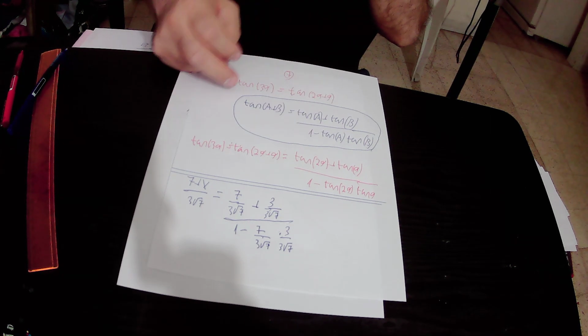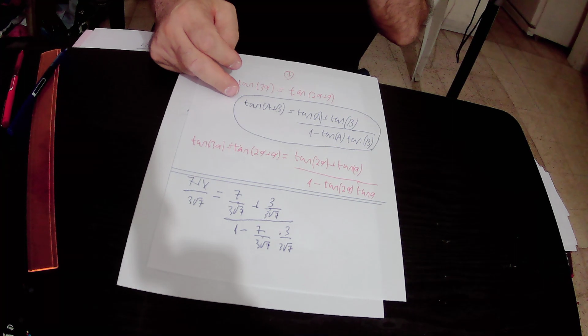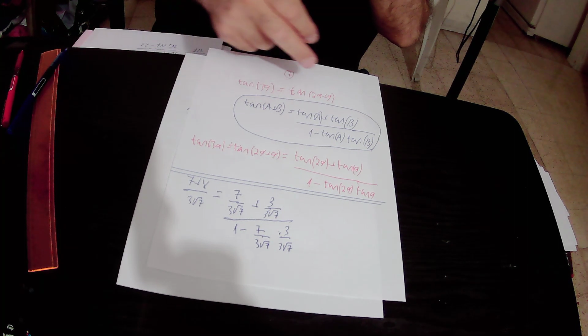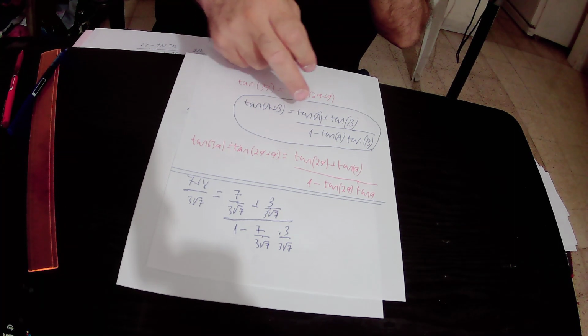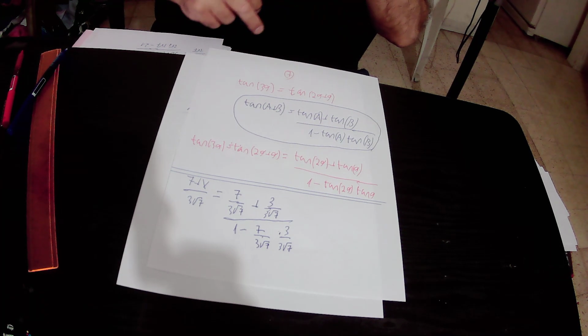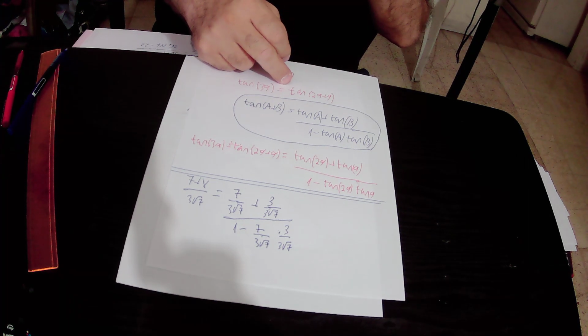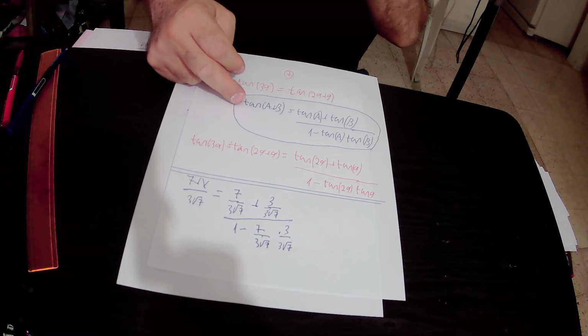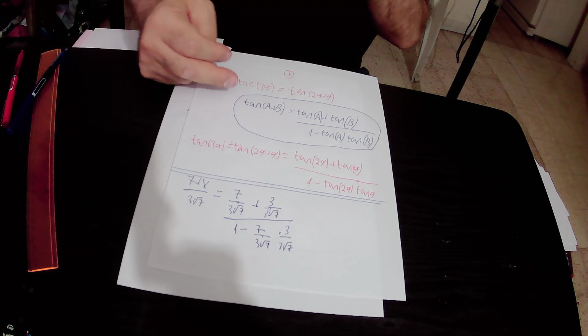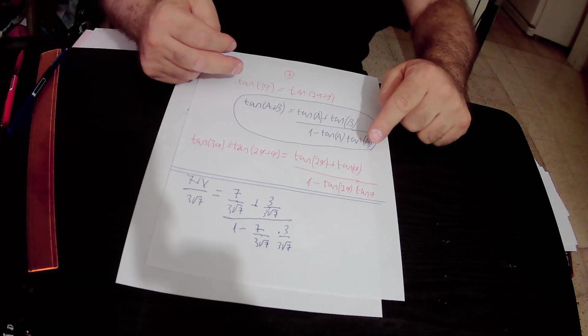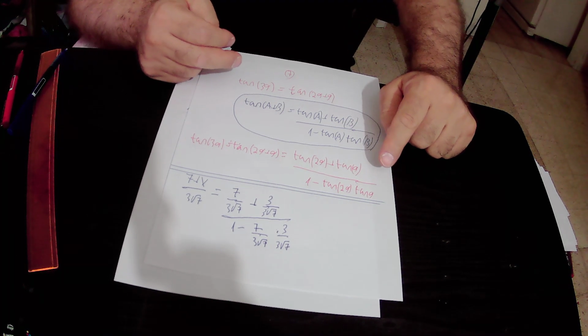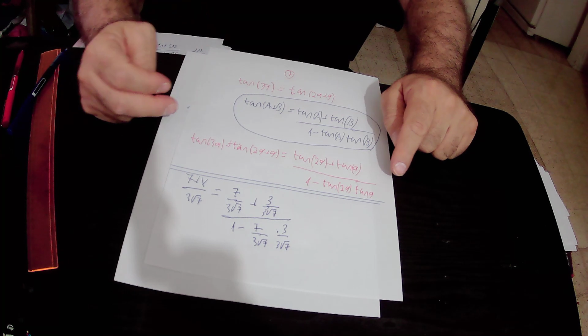I presented to you a new trigonometric identity for tangent of A plus B. Actually, tangent of A plus B equals tangent A plus tangent B over 1 minus tangent A times tangent B. So we used this identity to find the value of tangent of 2 alpha plus alpha, which equals tangent 2 alpha plus tangent alpha over 1 minus tangent 2 alpha times tangent alpha.